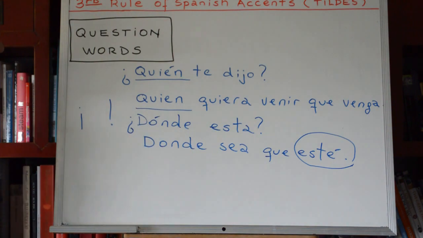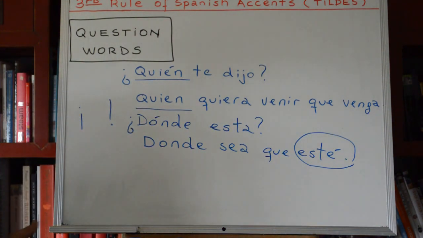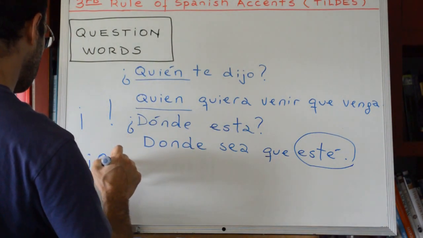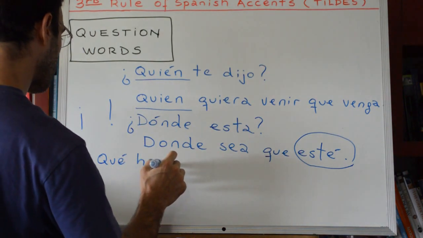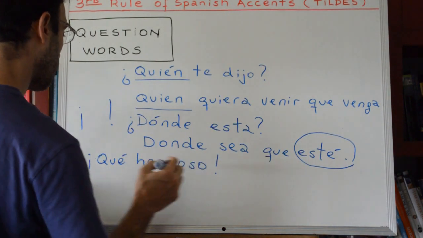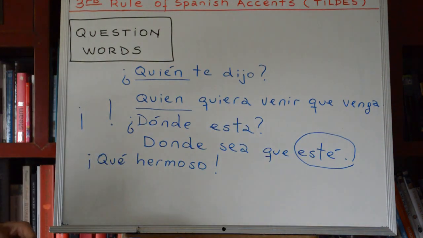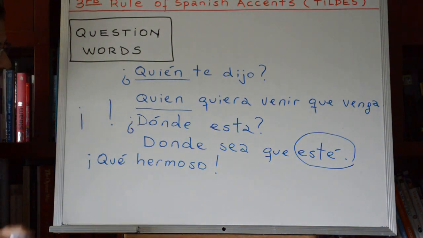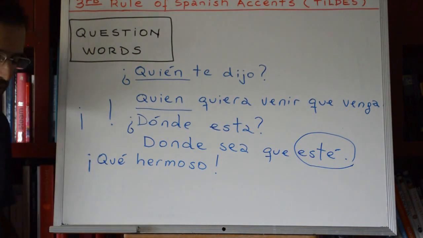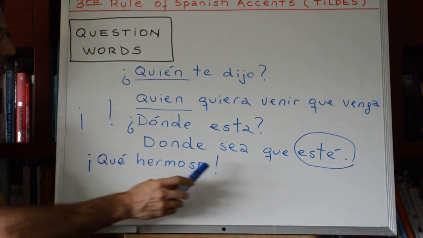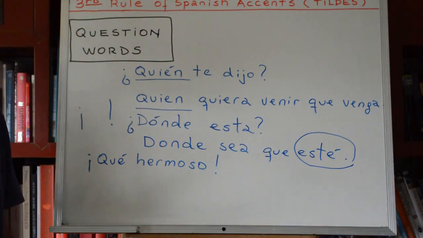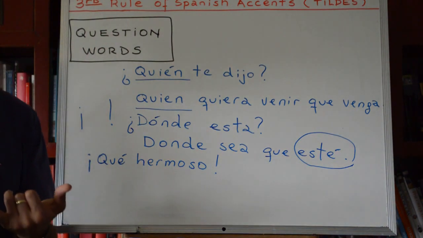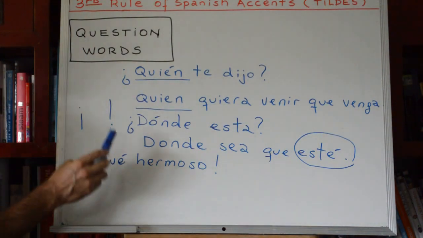Okay, an example using an exclamation mark, okay? Let's see. How beautiful. Qué hermoso. Okay? The word qué means how. Qué hermoso. Here, it's implying an exclamation. Even if the sentence does not include the question marks or the exclamation marks, nevertheless, if the meaning of the word is implying either a question or an exclamation, it does carry the tilde.